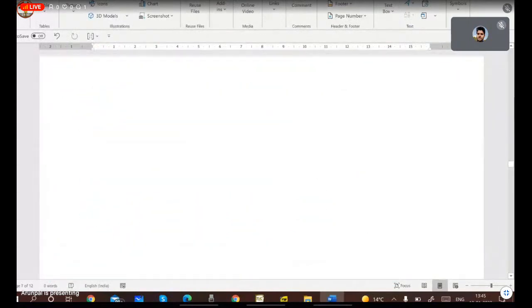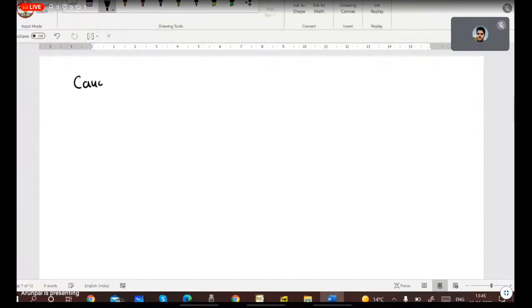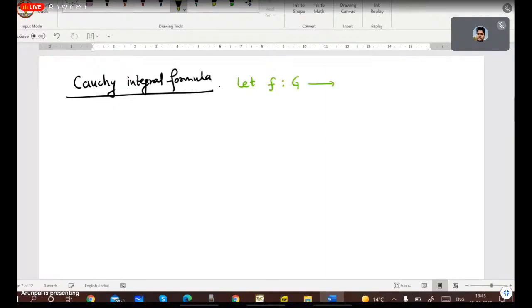So what does it say? Cauchy integral formula. Class, it's a very important formula. What it says is: let f from G to C be an analytic function.